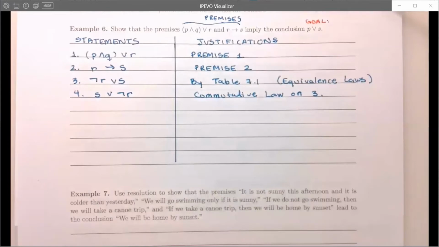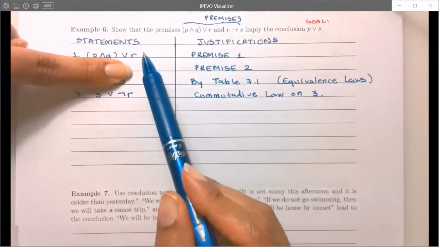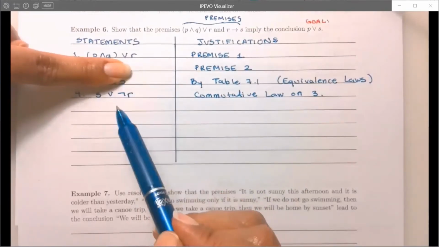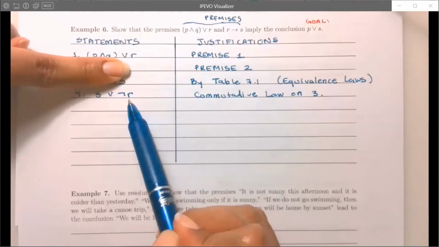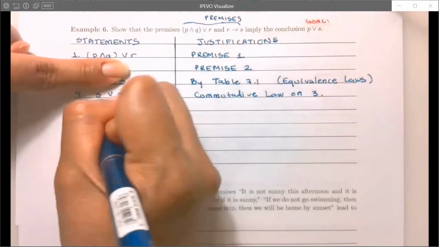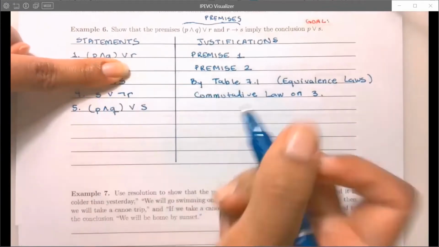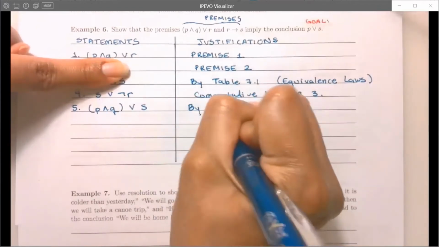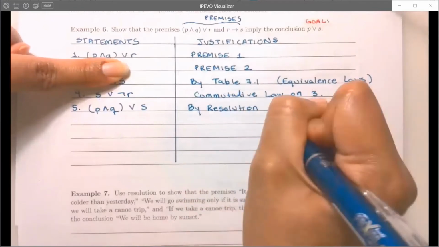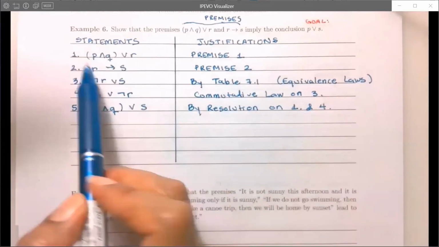Okay, and now what we'll do is forget about 2 and 3, and focus on statement number 1 and statement number 2. We have these two disjunctions. One of them involves R, the other one involves negation R. So by resolution, what we're allowed to conclude is that P and Q or S. Okay, this is by resolution on 1 and 4. These two.